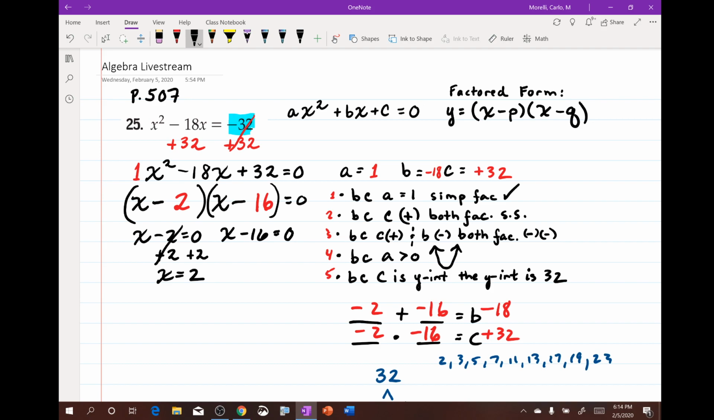And then on the right side there with the x minus 16 equals 0, what would I need to do to get x by itself?